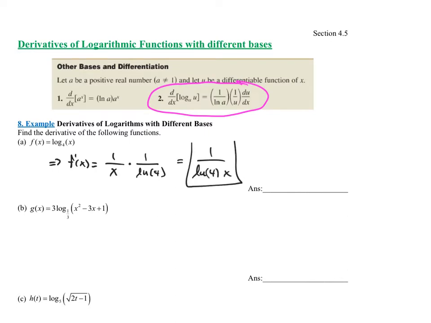Again, I don't care the order. You could have written x natural log of 4. I truly don't care the order of it. You could have just swapped it because it's multiplication, it's commutative. Okay. Let's look at the next one here.